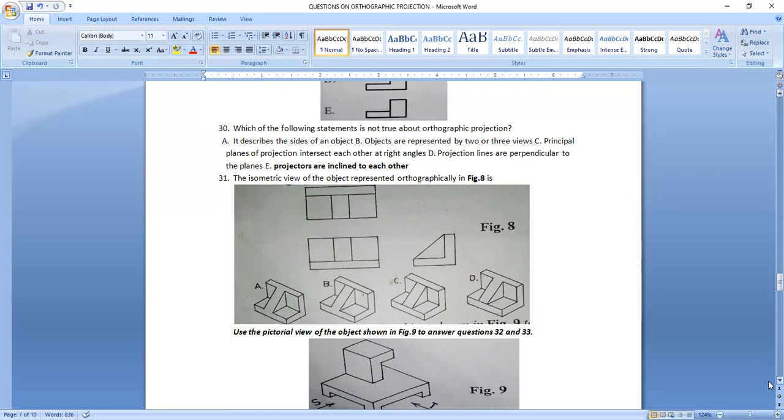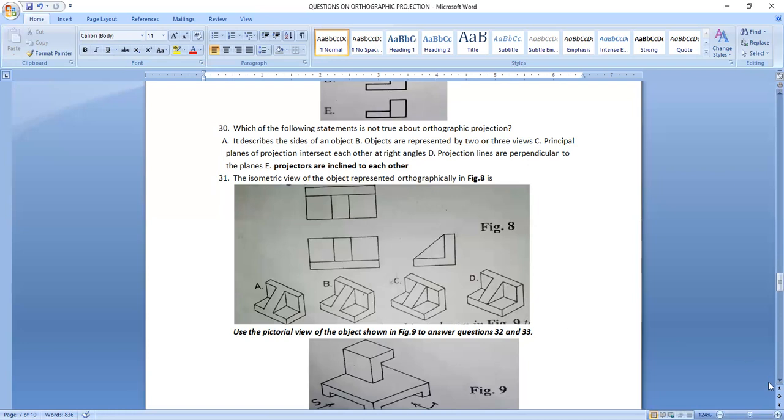Option C says that principal planes of projection intersect at right angles. That is correct. And option D, projection lines are perpendicular to the planes. Yes, the projection lines are perpendicular to both the vertical plane and horizontal plane. And then option E says that projectors are inclined to each other. Projectors are not inclined to each other. So the answer to this question, which is not true, is option E.